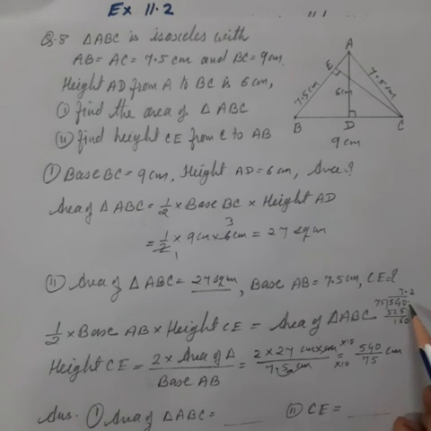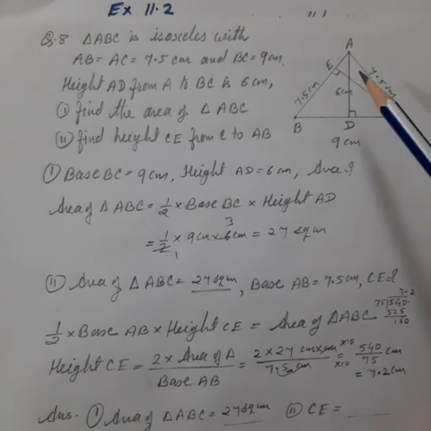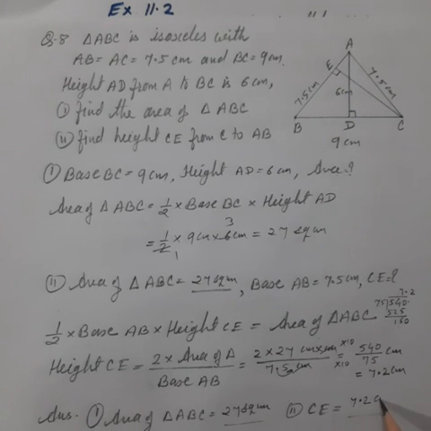Now divide this 540 by 75. 75 7s are 525. 15 will be the remainder. Point will come here and 75 2s are 150. So we get here 7.2 centimeter. So the area of the triangle is 27 square centimeter and height CE is 7.2 centimeter.